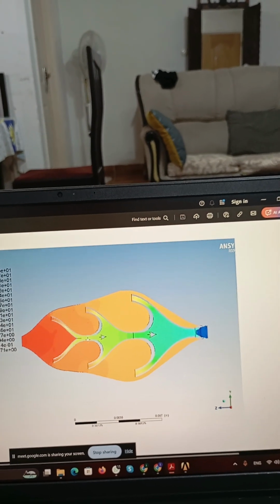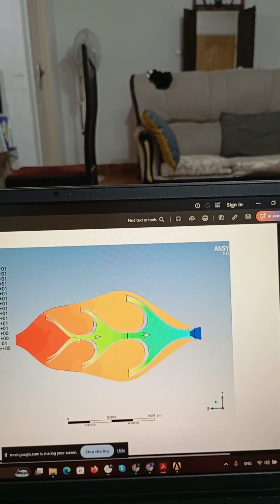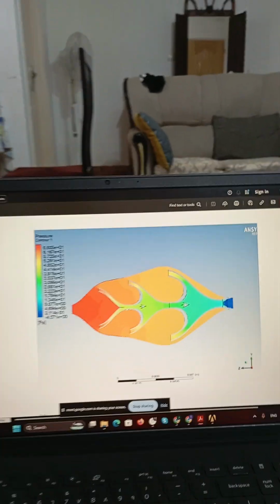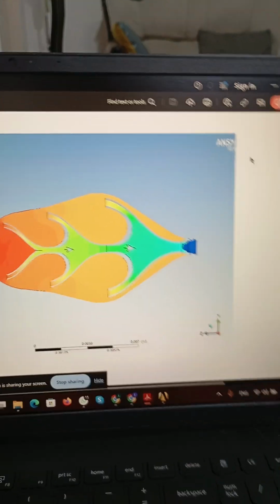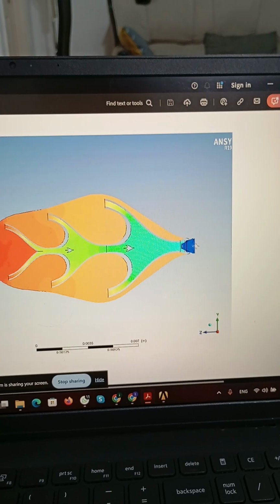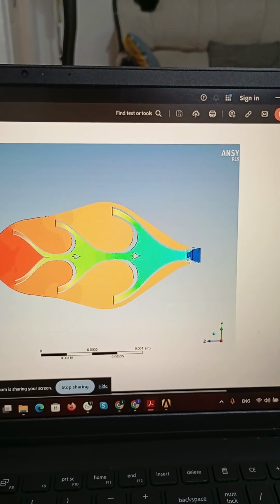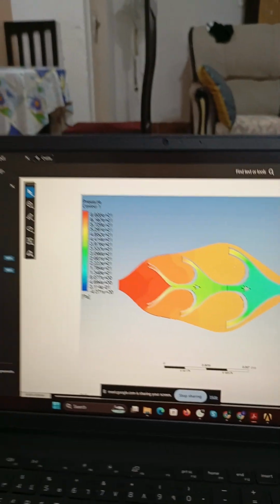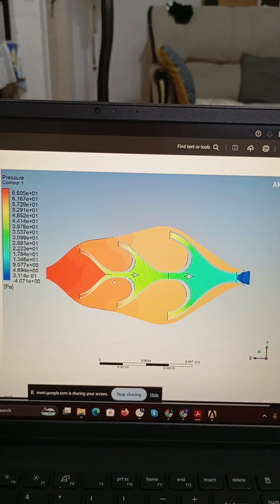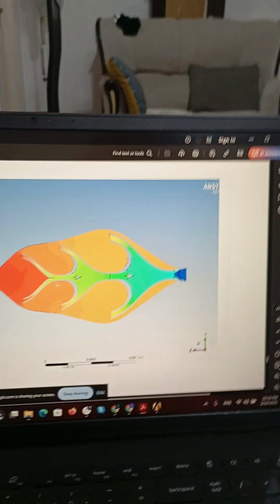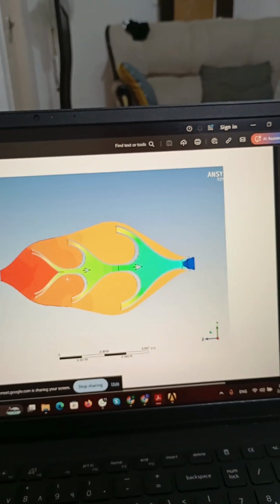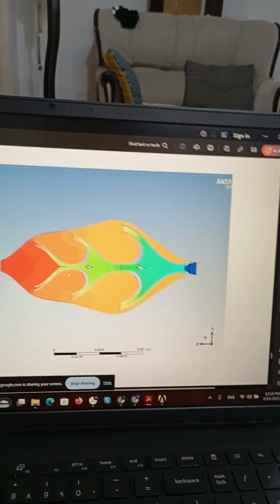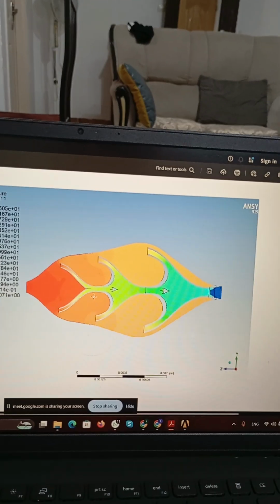Okay? I checked the diodicity number for all geometries. For the first geometry, the diodicity number is about 2.4. For the second one, the diodicity number is 3.8. And for the third one, the diodicity number is 4.15. So the third geometry is giving us the best diodicity number. So if we are going to investigate the parameters to increase the diodicity number, we have to stick with the third geometry.